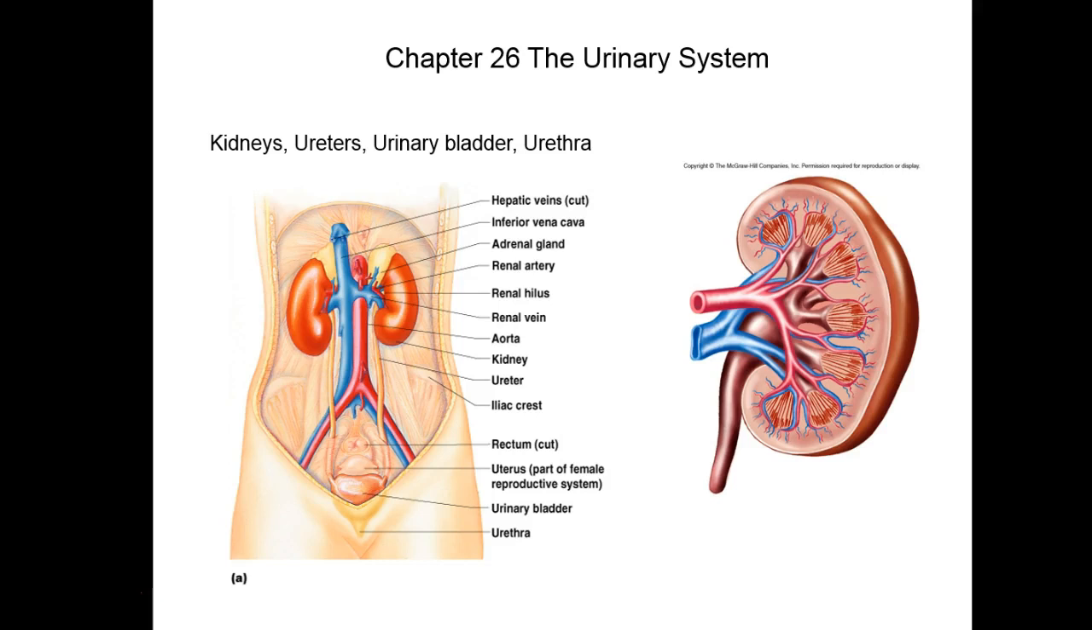Kidneys are the organs that create urine and send it via the ureters to the urinary bladder. Ureters are tubes that extend from the kidneys to the urinary bladder. The bladder is the storage unit for urine, and then the urethra is the opening to the outside world.